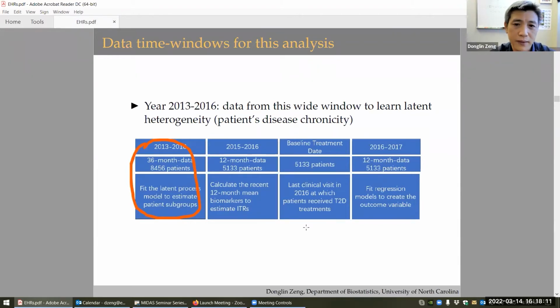For this kind of analysis, as I said earlier, we use the 3-year window of data, from 2013 to 2016. It includes almost 8,000 patients. We can use that data to fit the statistical models and use the model to extract features. Eventually it gives a subgroup of the patients, and we can use that information later.